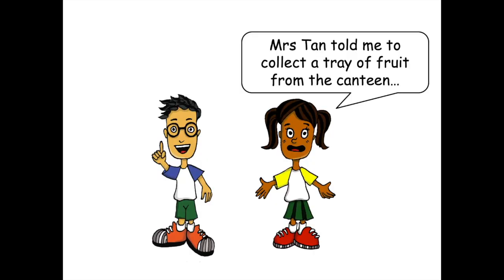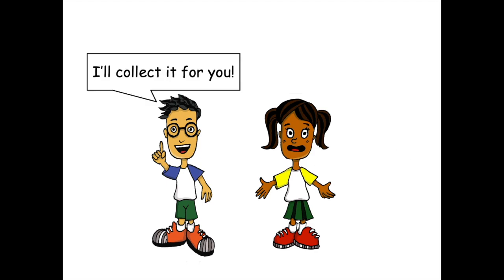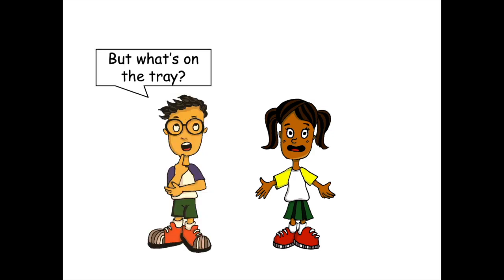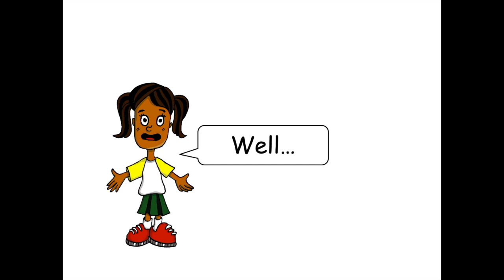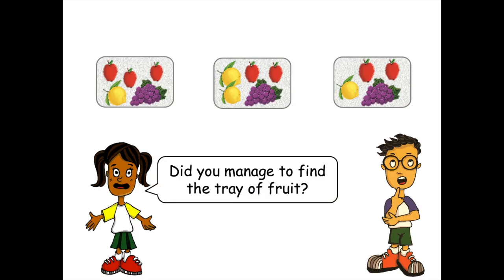What's wrong, Siti? Mrs. Tan told me to collect a tray of fruit from the canteen, but I forgot about it. I'll collect it for you. But what's on the tray? Well, the tray should have a lemon, 2 apples, and some grapes.